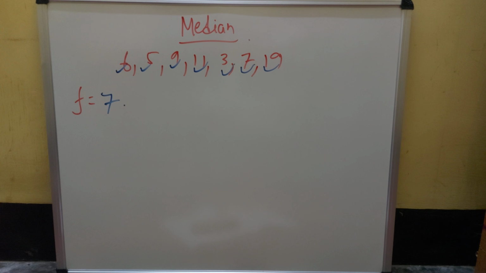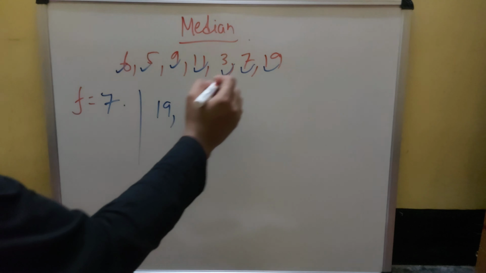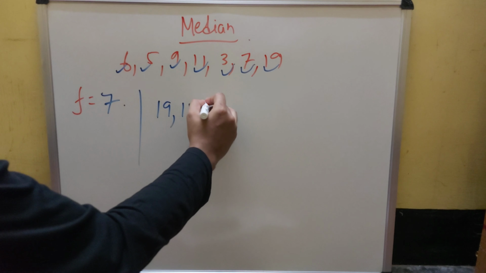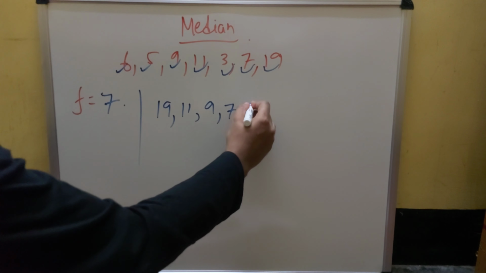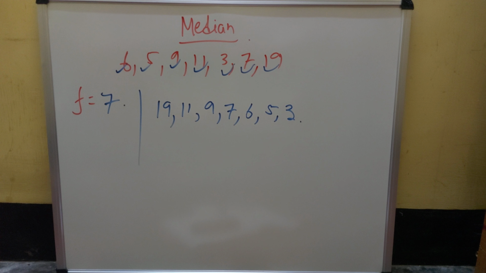Now we shall arrange this set of numbers in ascending order or in descending order. If we arrange it in descending order, it becomes like this: 19, then 11, 9, 7, 6, 5, 3. Am I clear? So after arranging the numbers in descending order, which is the middle term present here? The middle term here is 7, right?